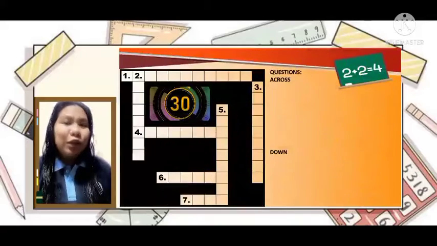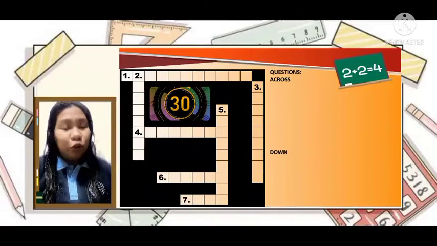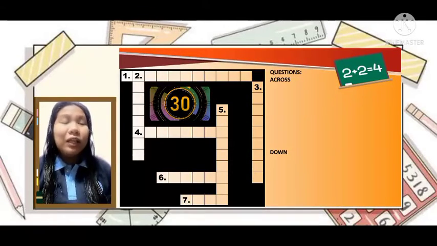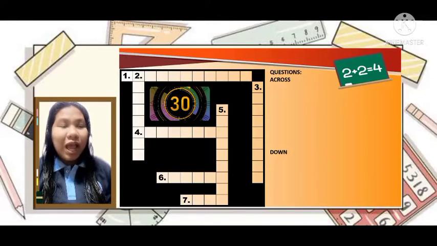Now, here is another activity. All you have to do is to answer this crossword puzzle. I have questions for across and I have questions for down. I will give you 30 seconds to answer those questions.